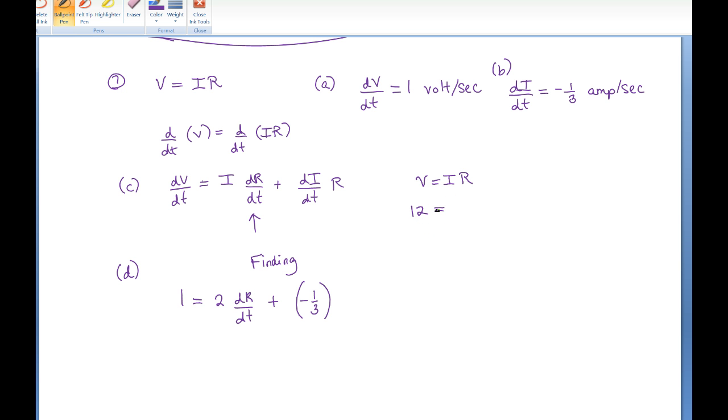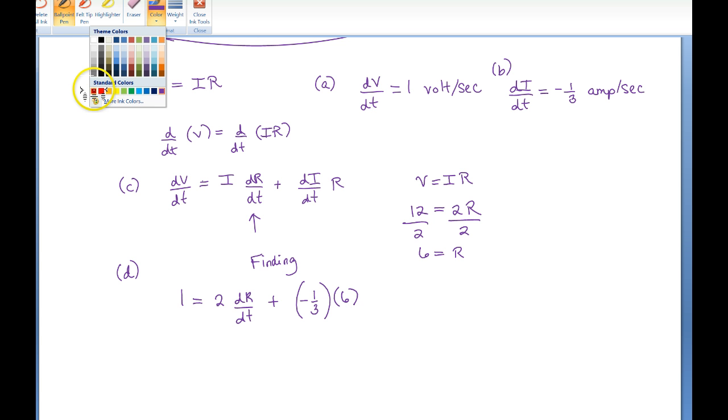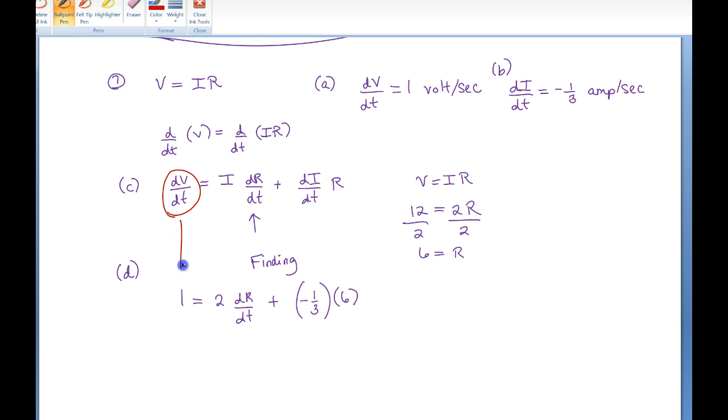Okay. So I'm going to plug V and I in here to get R is 6, because that's what I have to use in my formula. Do you see here? We're plugging in dV/dt was 1, I is 2, and dI/dt is given to us. And R we had to plug in here to figure out. Got a lot of arrows going on. Hopefully they all make sense.